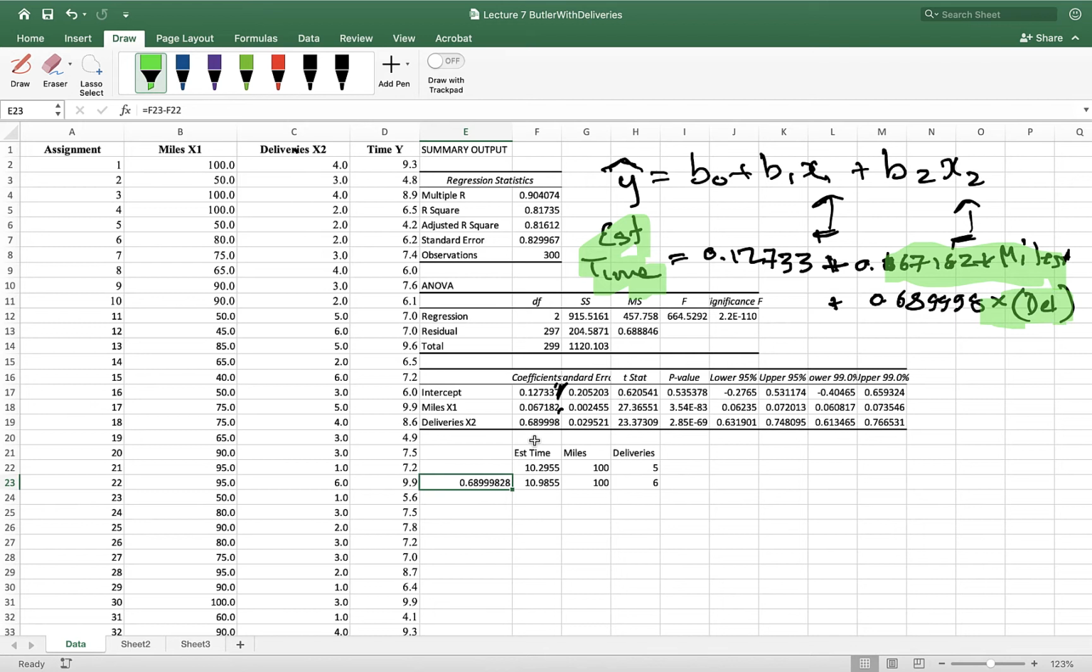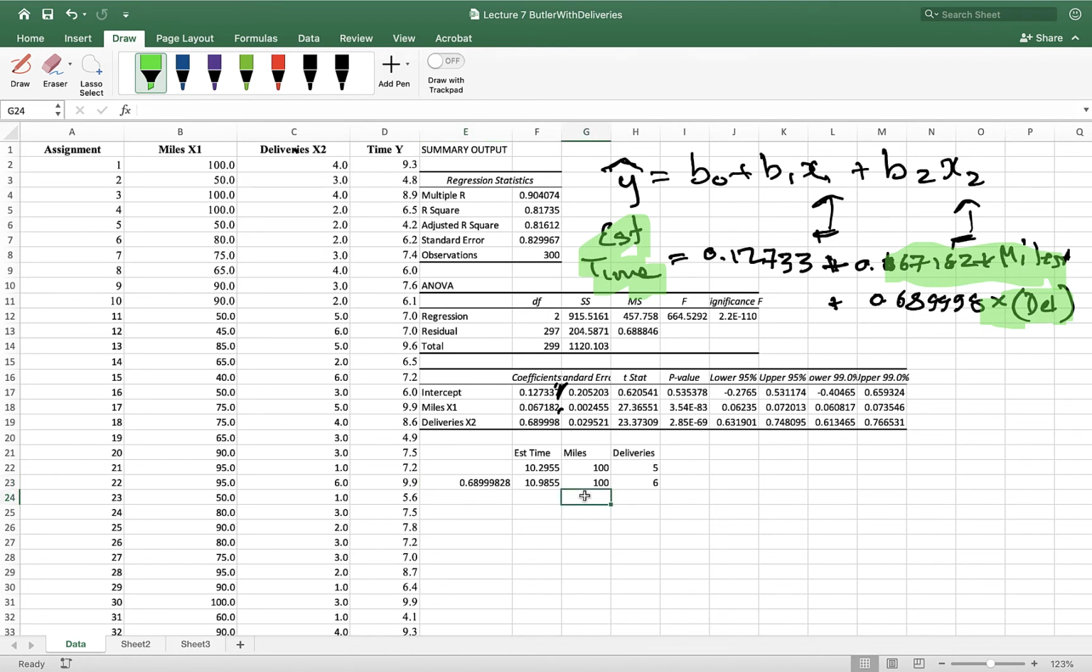So what does that mean? That means that the slope here for deliveries says that for each additional delivery you make, see, we made one additional delivery, but keeping the miles constant, keeping everything else constant, it's going to take an extra 0.689 of an hour.